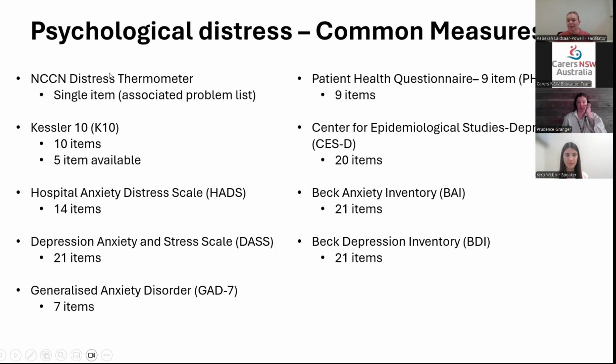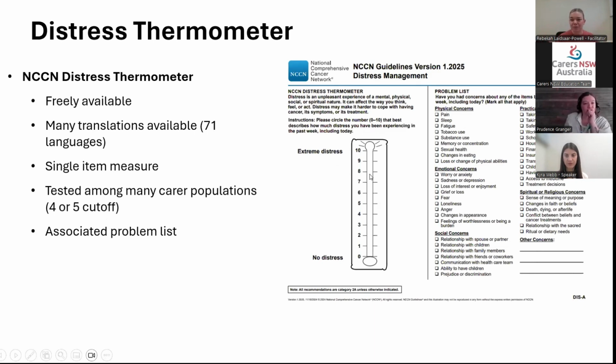So, bringing up a list of some of these common measures, you might have seen some of these before, and you might have used them before. And you might have your favorites or ones that you go to. So to start off with is the single item measure, the distress thermometer. If you put in the chat which ones you've seen before or you know of or you use, that's great. So in terms of the distress thermometer, it's a single item measure.